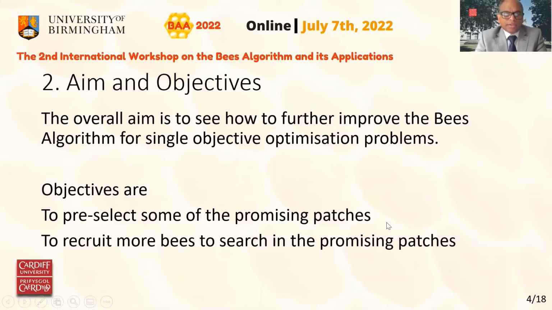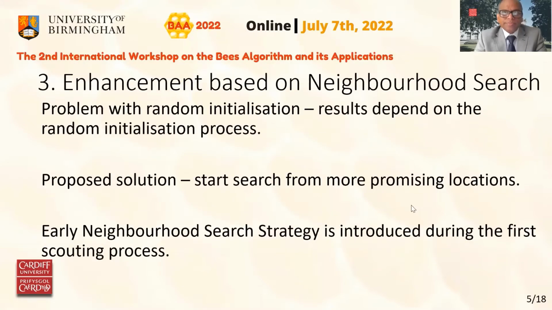So the objectives are going to be how to select the neighborhood search for identifying promising search spaces, and then, having found promising search spaces, how to recruit more bees to exploit that flower patch or the particular search area. So let me introduce the enhancement that was done based on the neighborhood search.